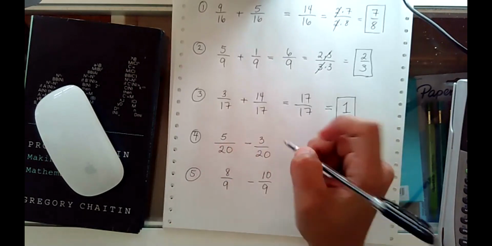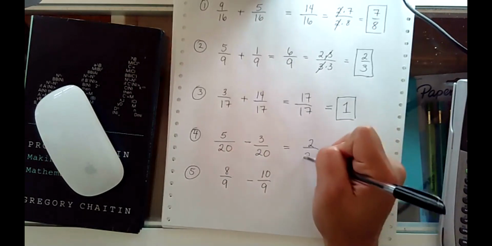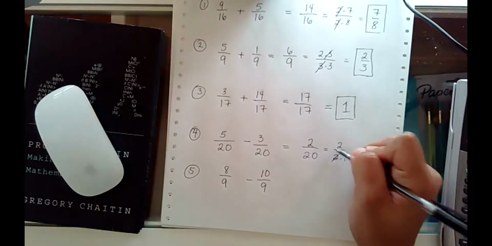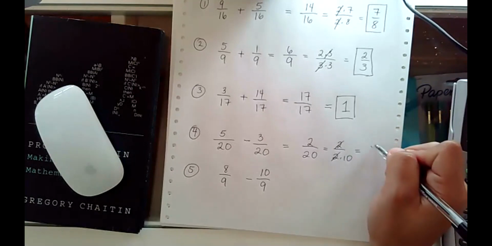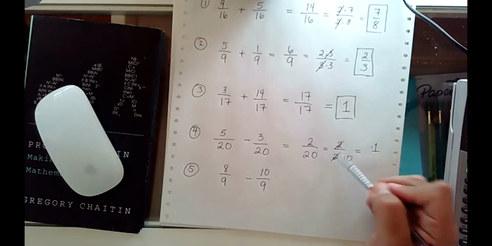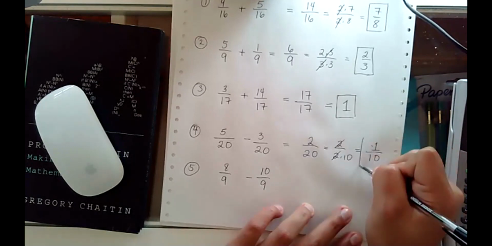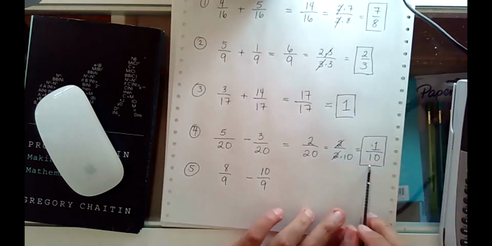Five minus 3 should be 2 over 20. So this will be 2 over 2 times 10. So those 2's cancel, which gives me a 1 on top because 2 divided by 2 is 1. This is 1/10. Does anybody have any questions about that one?